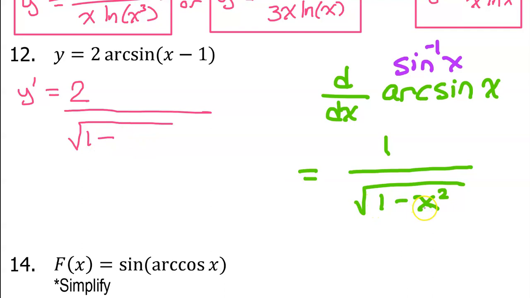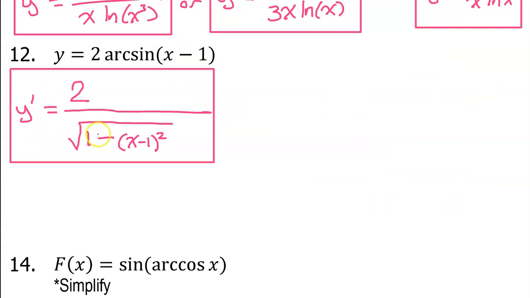Instead of x squared, because I don't just have a plain x, I have an x minus 1, so I need to do x minus 1 squared. Normally I would say, hey, we don't have a plain x here, so we need to multiply by the derivative of the inner function. But the derivative of x minus 1 is just 1, so that wouldn't do anything. So I think this is a good version for our final answer.